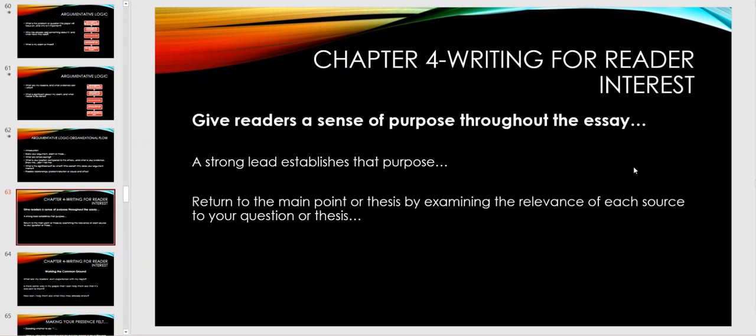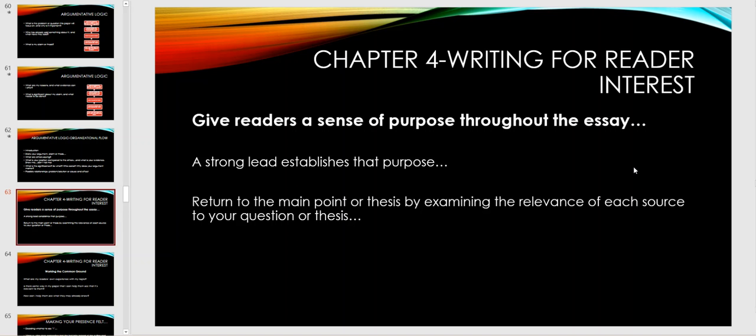In this particular portion of the chapter four lectures, we are going to discuss how to consider the reader in drawing up your research essay draft. And at the end, I will discuss the first draft of the research essay that will be due next Tuesday. So you want to give your readers a sense of purpose throughout your essay.